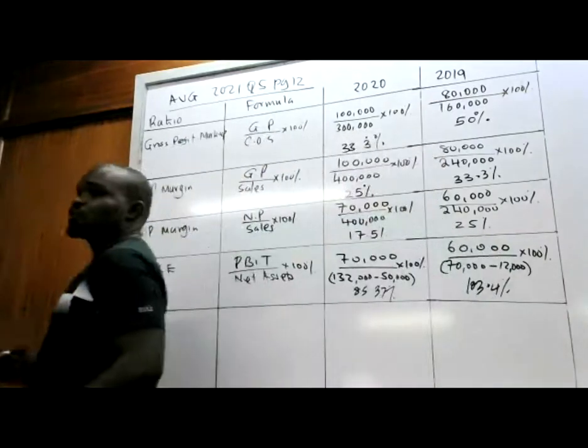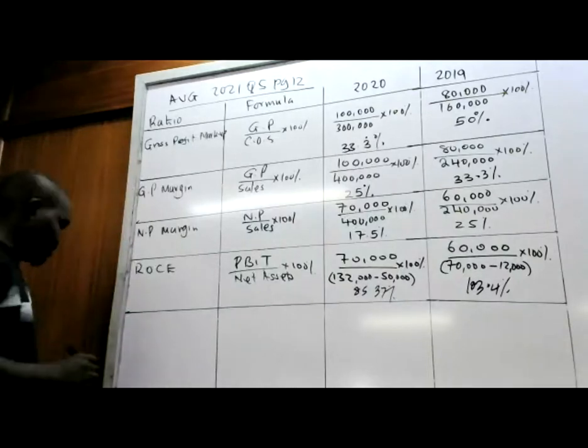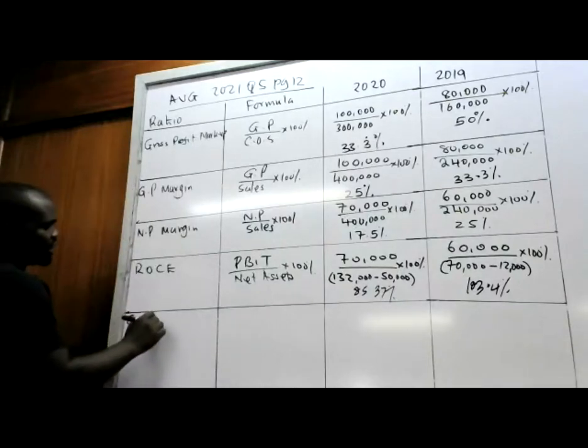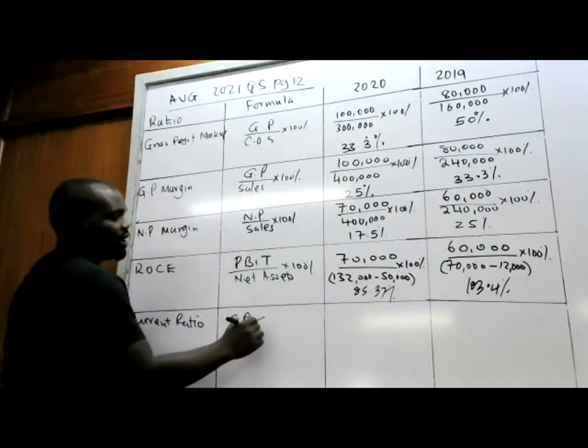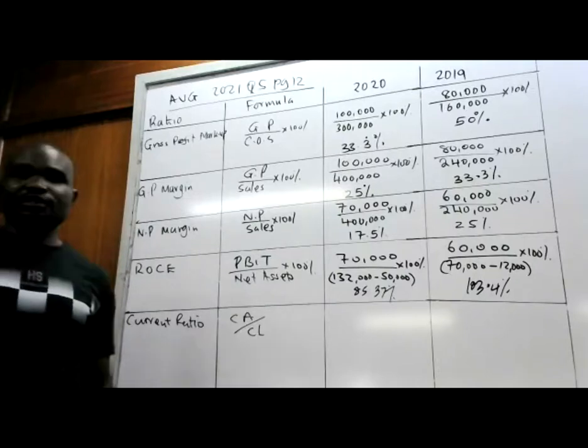The next ratio is which one? Current ratio. Current ratio is equal to current assets divided by? Yes.